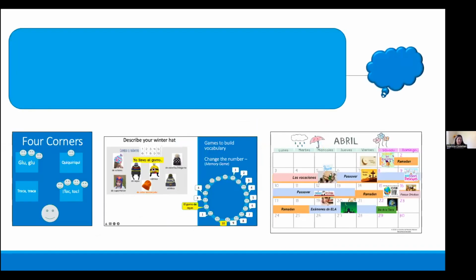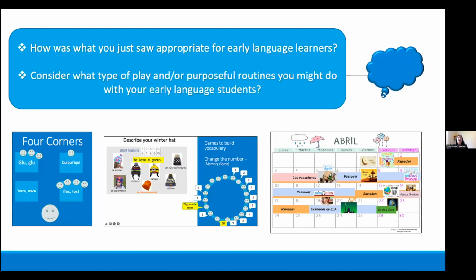And now we get to pause another moment. How was what you just saw appropriate for early language learners? And you might consider what type of play and or purposeful routines you want to do with your early language students.